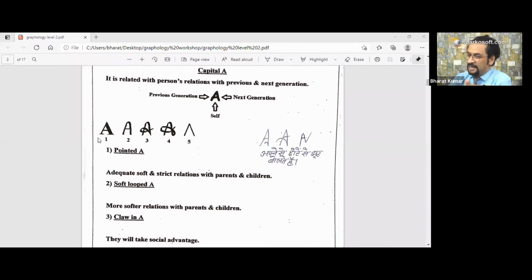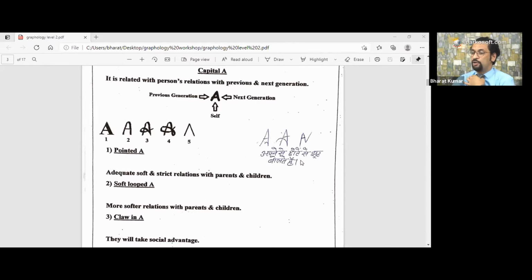So I repeat again, first kind of A, which is pointed A, both sides have equal length. Don't look for width. Like this, width can be due to drawing. Both sides are equal, central line is perfect, and there is a sharp corner at the tip. So these people are adequately soft in behavior. They are good listeners actually. If somebody is angry in front of those people, they will listen. They will try to understand the condition with a cool mind. They are having strict relations with the parents and children.